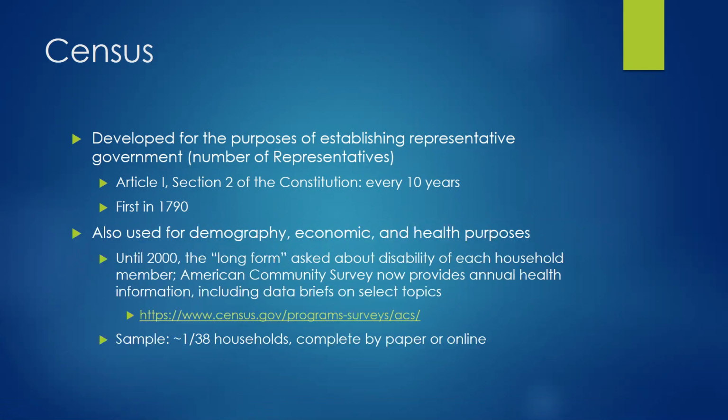And until 2000, this was on what was called the long form, which went to about 1 in 6 households. But now we have moved to the American Community Survey, which is essentially an ongoing survey. It happens every year. And so it collects information about health along with a lot of additional detailed questions that used to be in the long form. There's a link here if you'd like to explore it more.